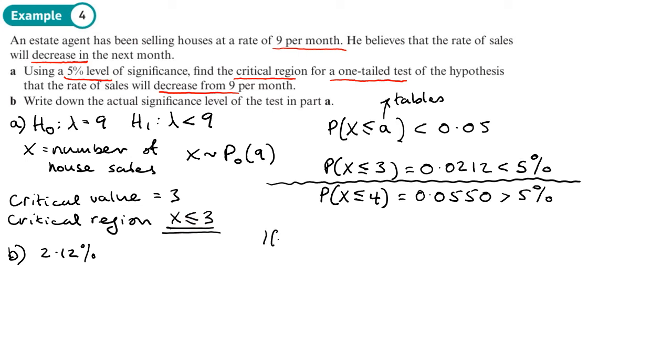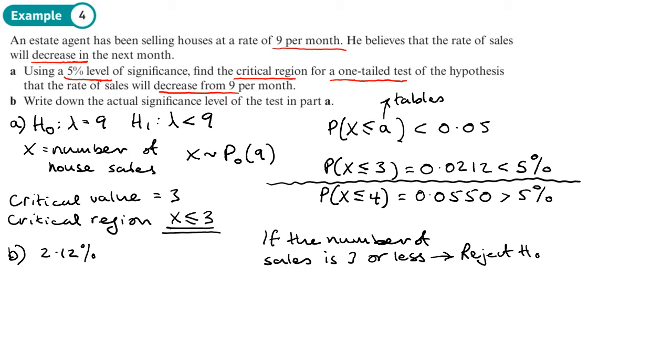So if the number of sales, houses sold, is 3 or less, what would we do? We will reject H0. If the number of sales was more than 3, we'd accept H0. There'd be no evidence that the house sales are decreasing, whereas 3 or less sales would be that there is evidence that the number of house sales is decreasing.